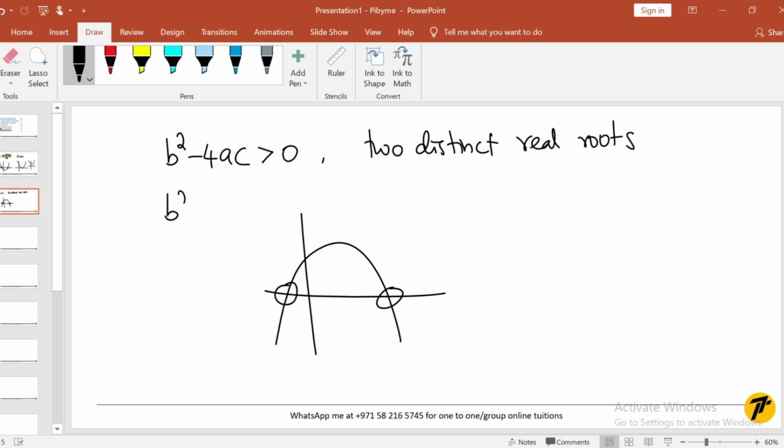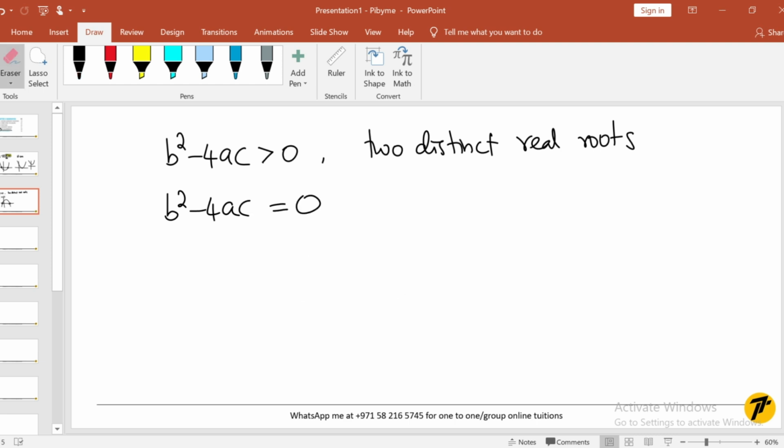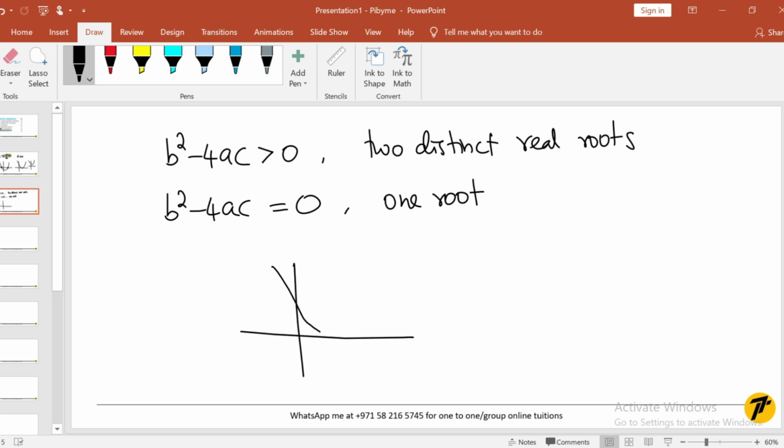Now if b squared minus 4ac is equal to 0, the function has one root. That means the function touches the x-axis at only one point here. Or instead of saying one root, sometimes they say two equal roots. It's the same thing. The first one is two distinct real roots, and the second condition is two equal real roots.